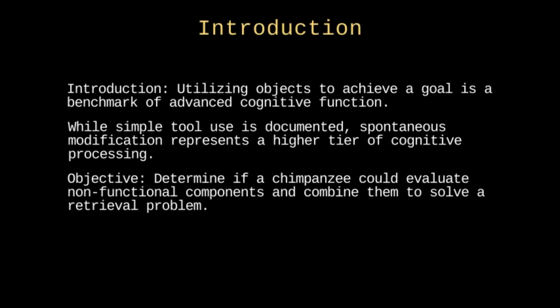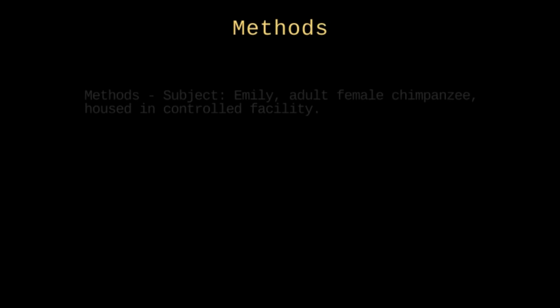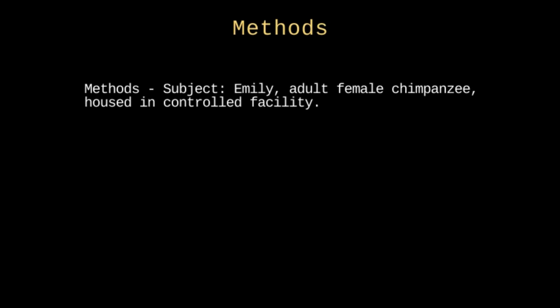The specific objective was to determine whether a chimpanzee could independently evaluate the properties of two non-functional structural components and combine them to solve a novel retrieval problem. Methods. Subject. The subject of the trial was Emily, an adult female chimpanzee, Pan troglodytes, housed in a controlled observation facility.